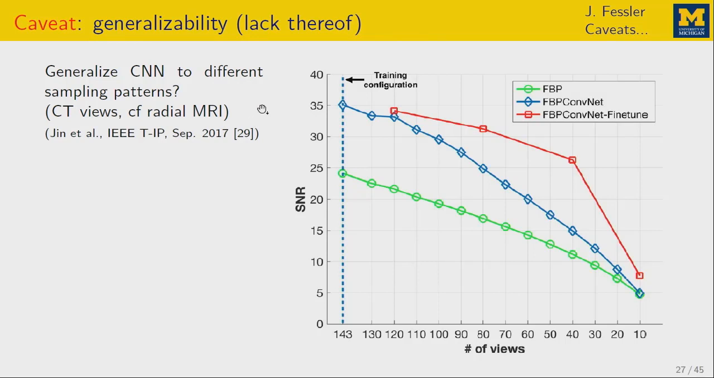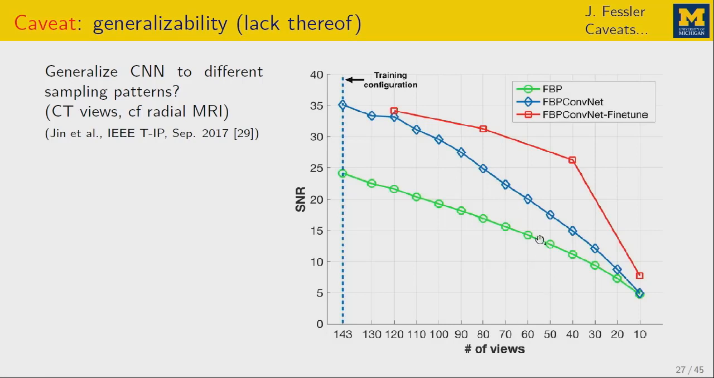Let me make a comment about generalizability. This is from a paper about CT, but CT is very much analogous to radial sampling in MRI. So think about this as radial sampling. This is a paper from Michael Unser's group again, where they trained a neural network to handle sparse view CT with 143 views and then examined performance as you decrease the number of views, equivalently decrease the number of radial samples in MRI. And of course, you'd expect the performance to degrade.